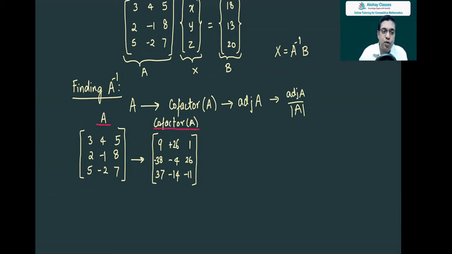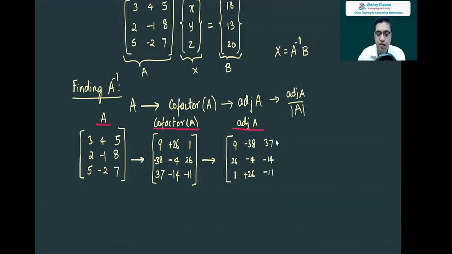Now, adjoint of A. What is adjoint of A? Transpose of the cofactor matrix. Transpose of this matrix. So you get 9, 26, 1, minus 38, minus 4, plus 26, and then 37, minus 14, minus 11. This is the adjoint.